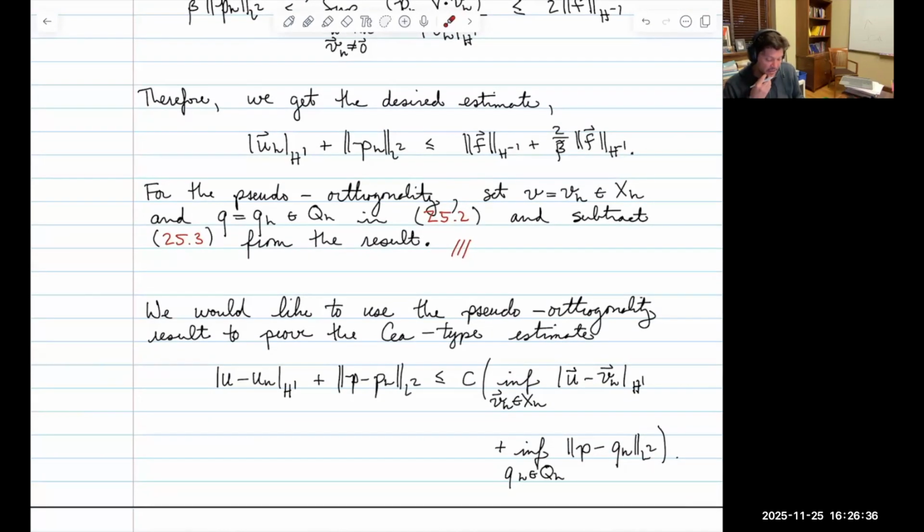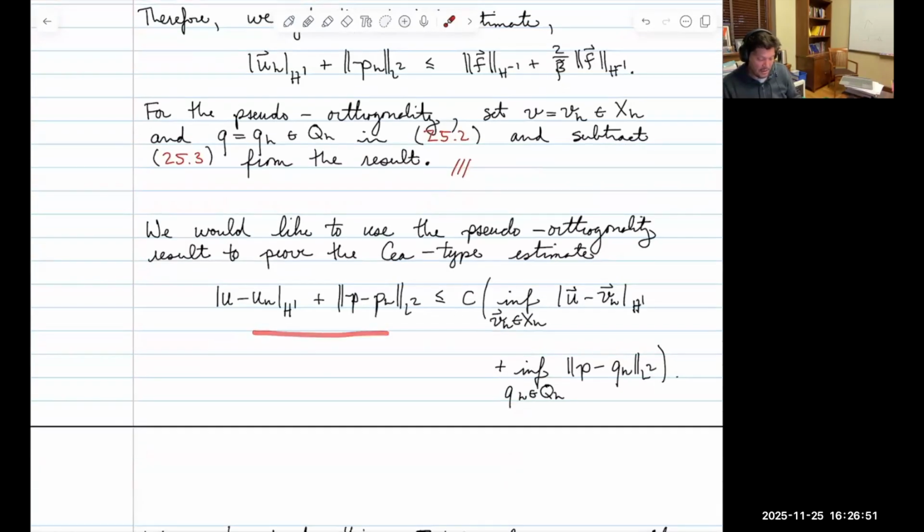Okay. Now again, that pseudo orthogonality result is usually what is used to prove a Cea-type lemma. Okay, so we would hope that we could use that pseudo orthogonality as a jumping off point to show something like this. Okay, that u minus uh, that's the error in u, plus p minus ph, the error in p in the appropriate norms, are less than a constant times the infimum of this object, infimum of this quantity.